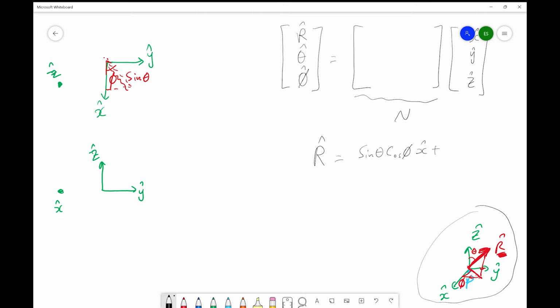And now I want to find the component on the Y hat line, right? That's simple. It's the same projection on the XY plane, which is sine theta. But now the projection on the Y hat line is going to be sine phi. So it's going to be sine theta sine phi Y hat. And finally, the projection of R onto Z hat is just going to be cosine theta. So plus cosine theta Z hat.